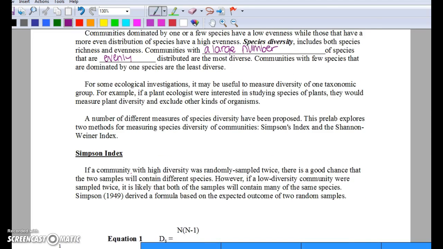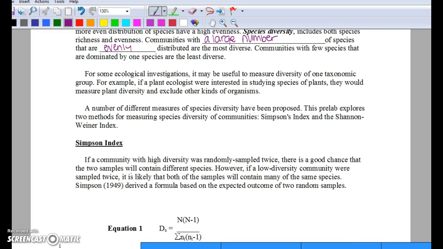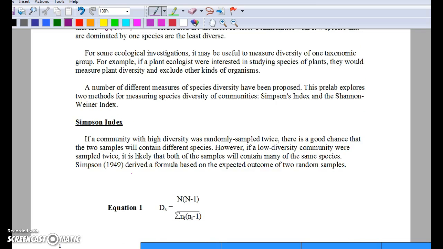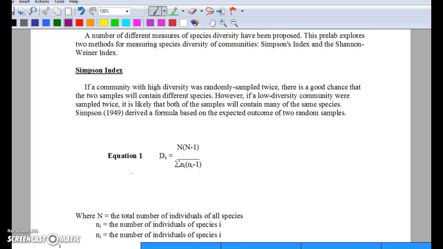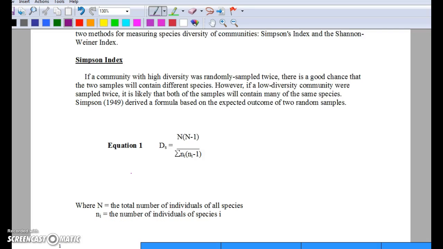So for some ecological investigations or research, it might be useful to measure diversity of just one taxonomic group, meaning that if a plant ecologist were studying the species of plants, they would measure plant diversity and then they wouldn't look at the other types of organisms. A number of different measures of species diversity have been proposed. This pre-lab explores two methods of measuring species diversity called the Simpson's Index and the Shannon-Wiener Index.